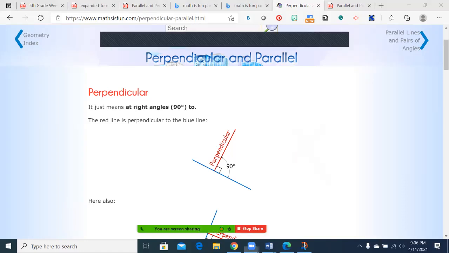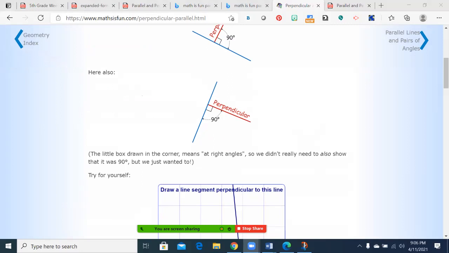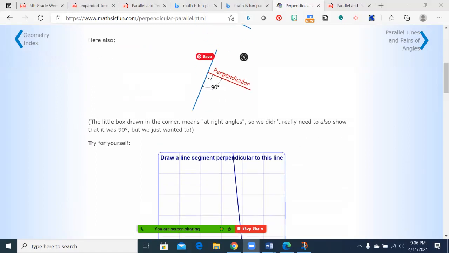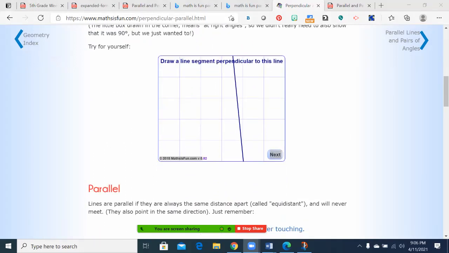Let me clear that. Perpendicular here as well. So as long as there's a 90-degree angle, it doesn't matter anything else. And if you notice, with a straight line, the other side will usually be a 90-degree angle as well. Draw a line segment perpendicular to this line. So let's try it. If you start way over here, it stays blue, and you'll notice as you get closer.